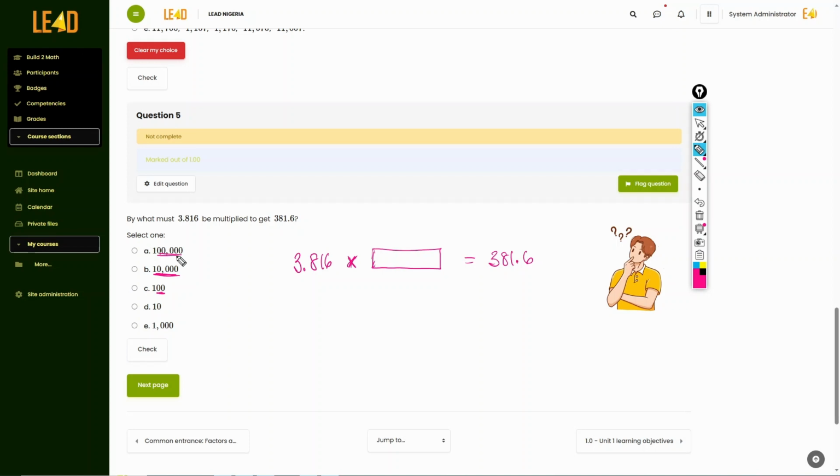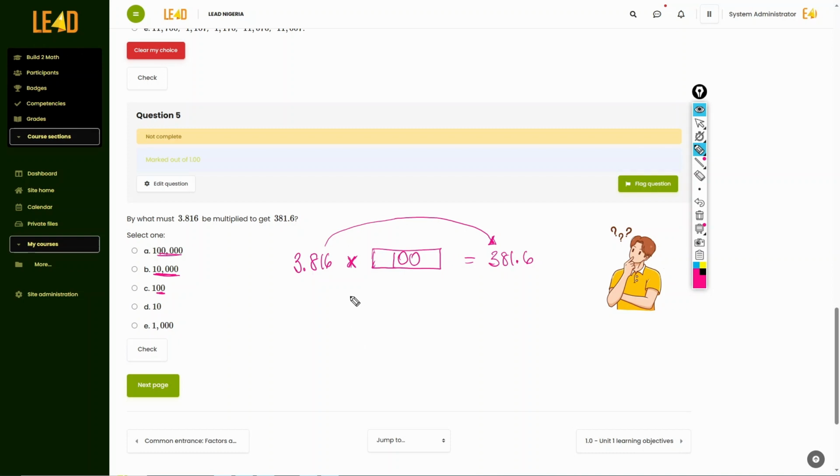So for the sake of emphasis, I will just multiply 3.816 by all of this so we can see. But the correct answer is 100, because if you look at it carefully, you would see that to go from 3.816 to 381.6, I moved my decimal point 2 places, right? The decimal point moved 2 places, 100.